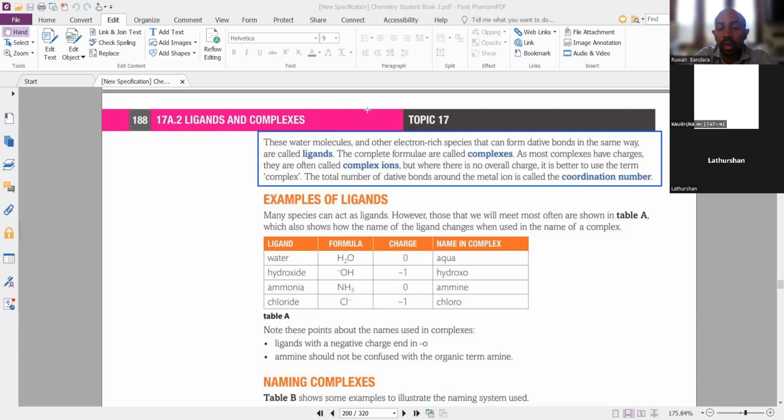Remember, there are several ligands, and some ligands have a charge and some do not. For example, water is a ligand without charge. Hydroxide is a ligand with -1 charge. Ammonia is a ligand with no charge. Chloride is a ligand with -1 charge, right? So when you are writing the name, the names of these ligands will change. Water becomes aqua, hydroxide becomes hydroxo, ammonia becomes amine, and chloride becomes chloro.